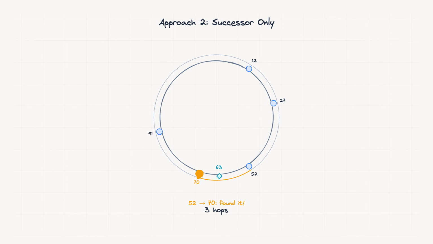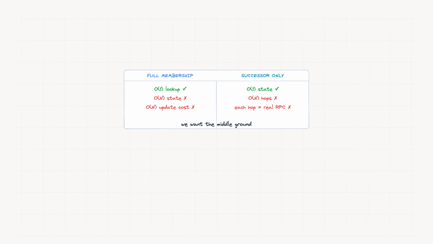3 hops with 5 peers. But in a network with thousands of peers, this is O(n) hops. And each hop is a real network call, an RPC across the internet. So this is genuinely slow. So we've got two extremes.